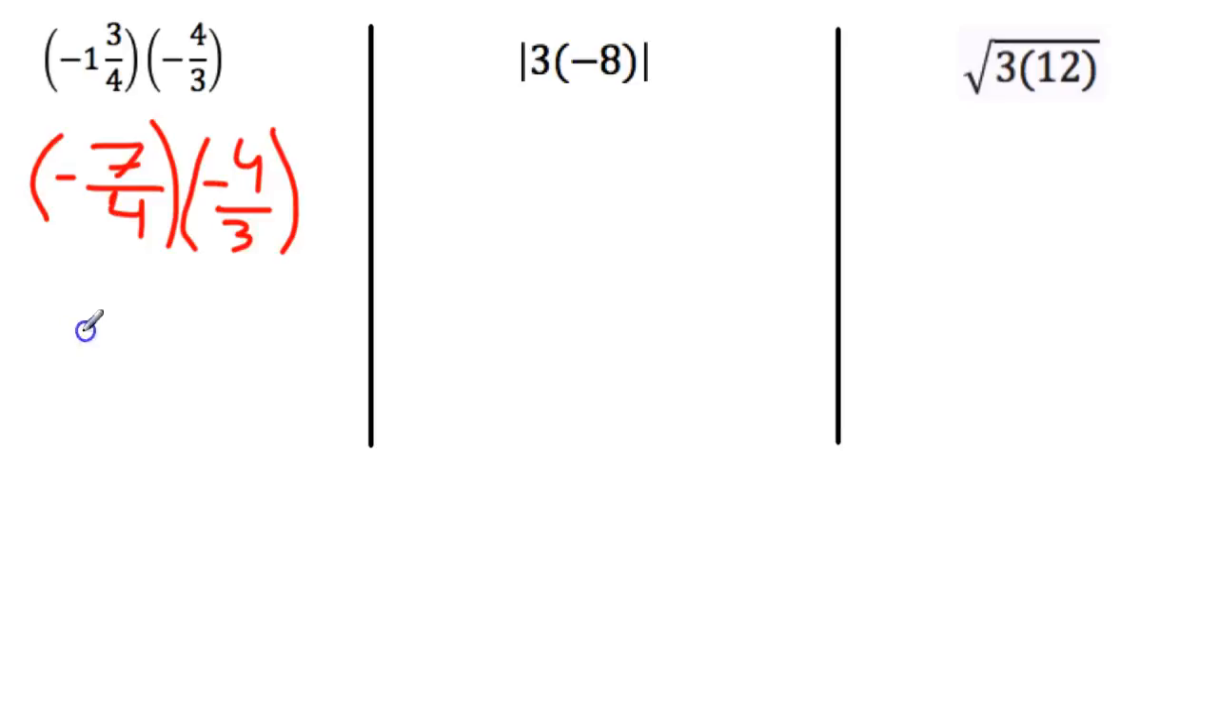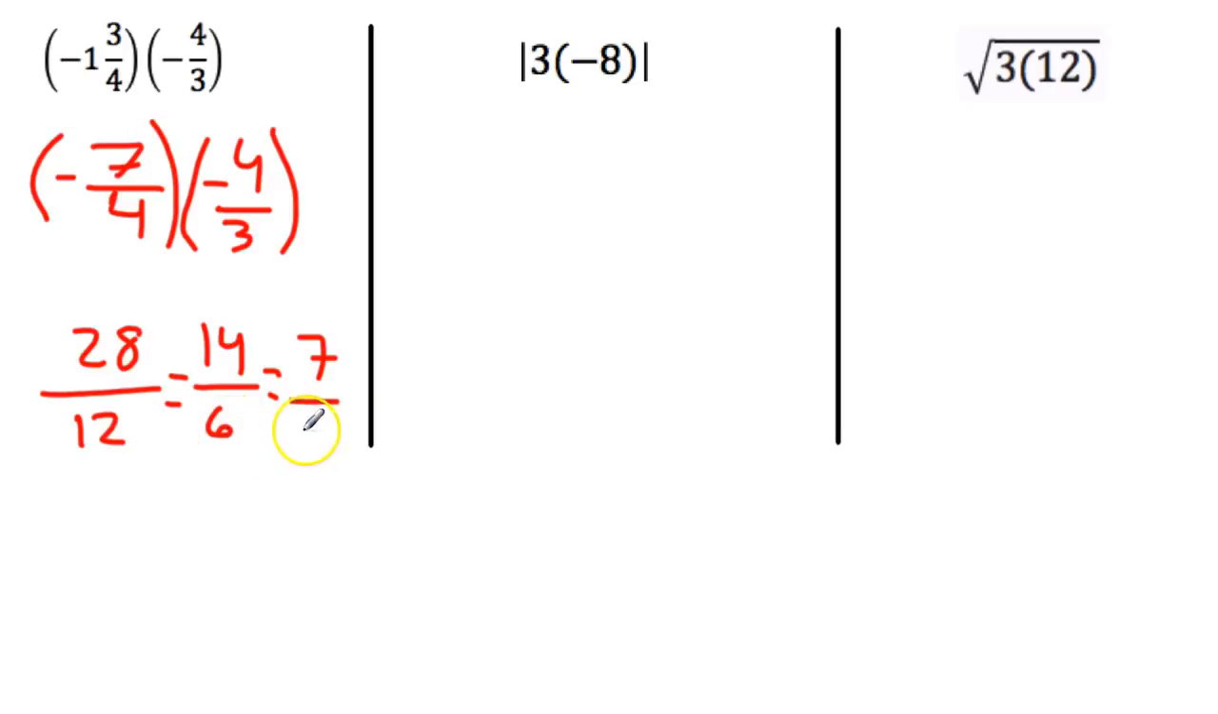7 times 4 is 28. 4 times 3 is 12. I can simplify, these are both even numbers, so I can divide by 2. 28 divided by 2 is 14. 12 divided by 2 is 6. These are also both even again, so 14 divided by 2 is 7. 6 divided by 2 is 3. So my answer is 7/3.